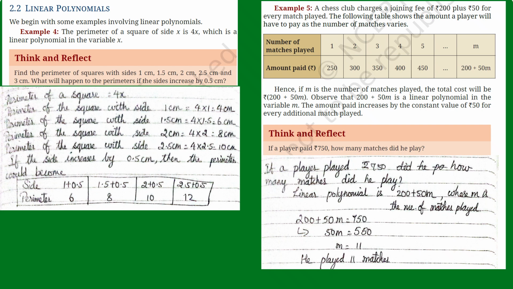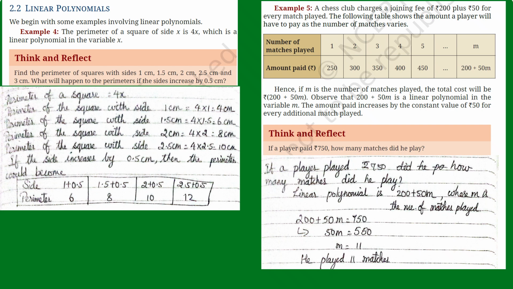Now, find the perimeter of the squares with sides 1 centimeter, 1.5 centimeters, 2 centimeters, 2.5 centimeters and 3 centimeters. For each one of these, being the side of the square, we can find the perimeter using the formula 4x. Now, one more question is being asked: what will happen to the perimeters if the sides increase by 0.5 centimeters?